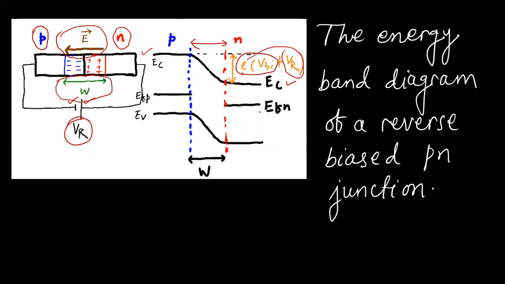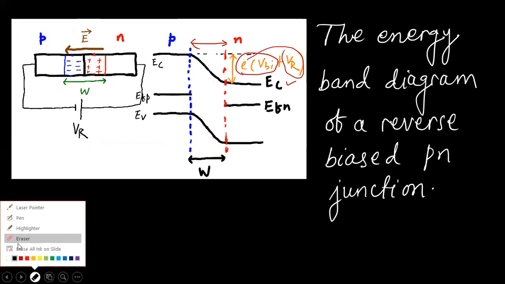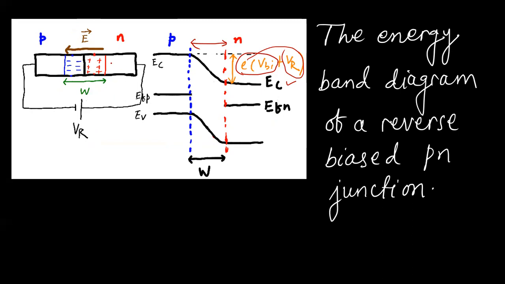Now you can see why this happens when you are applying a reverse bias. What will happen when you apply a reverse bias? We will discuss more related to the minority and majority charge carriers; I'm just telling you what we are going to take. Here in the n region, the majority charge carriers are electrons, and in the p region the majority charge carriers are holes.